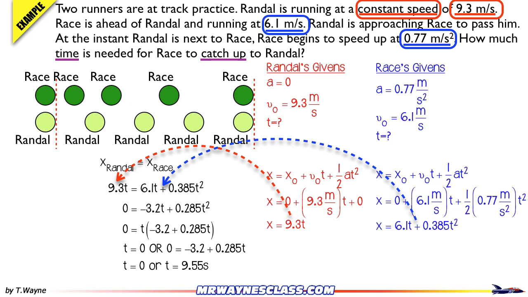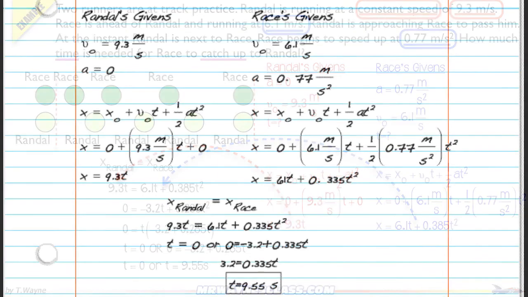So what this is saying is that when the two x's are equal to each other, either the time equals 0 or the time is equal to 9.55 seconds. If I look at my picture, that makes perfect sense, because at time equals 0, at the start of the race, they're side by side. After 9.55 seconds, that's the end of the race, and it's 9.55 that I'm interested in. So how much time is needed for Race to catch up to Randal? 9.55 seconds.